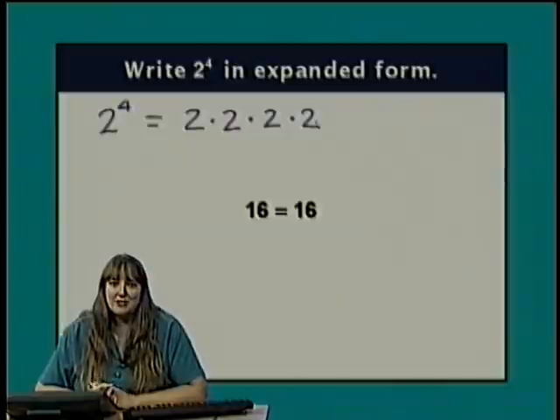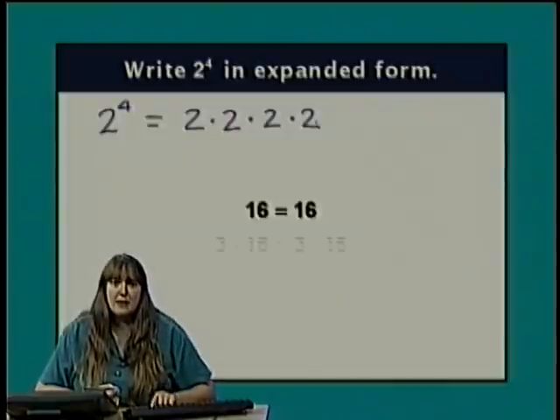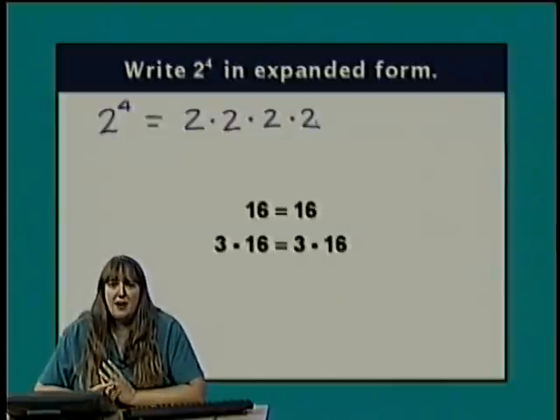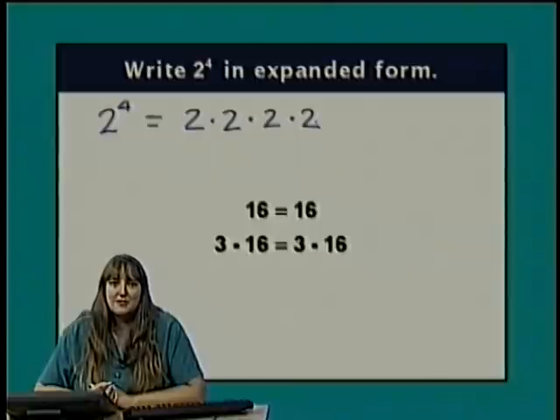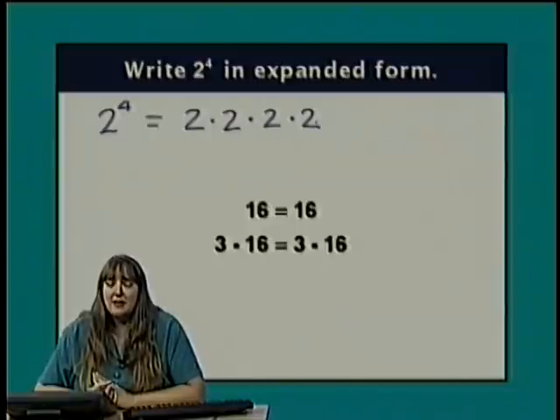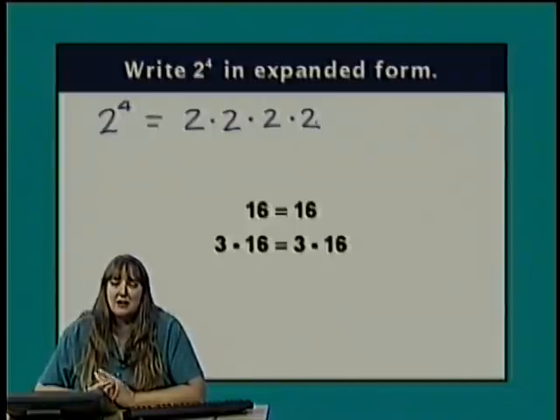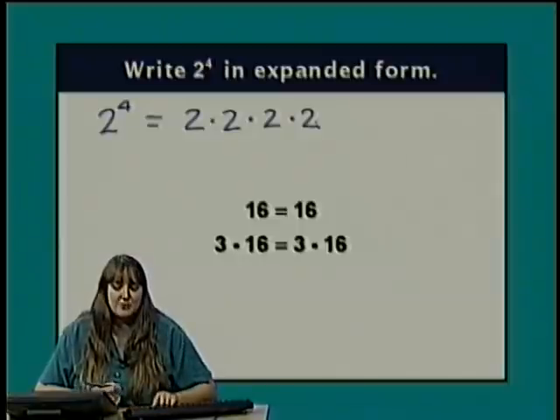If I take an equation like 16 equals 16, and I multiply both sides by 3, I still have an equation that is true. 3 times 16 is 48. So the equal sign still makes sense here. What I want to do is take my equation that I wrote above, 2 to the 4th equals 2 times 2 times 2 times 2, and multiply both sides of that equation by 3. Again, I won't be changing anything because I'm still going to have 3 times 16 on both sides of my equal sign.